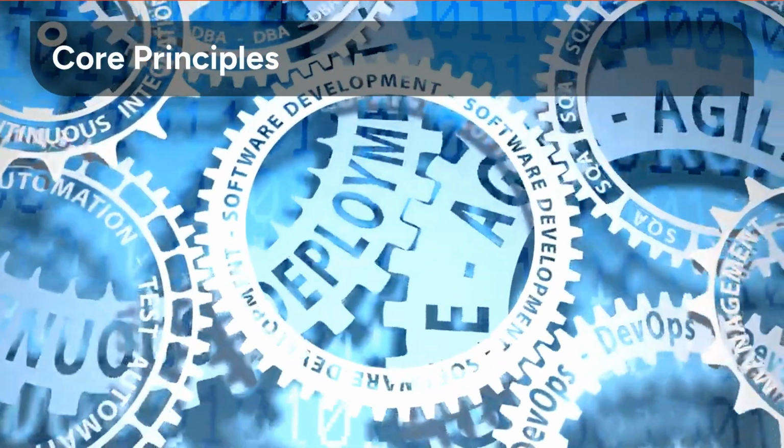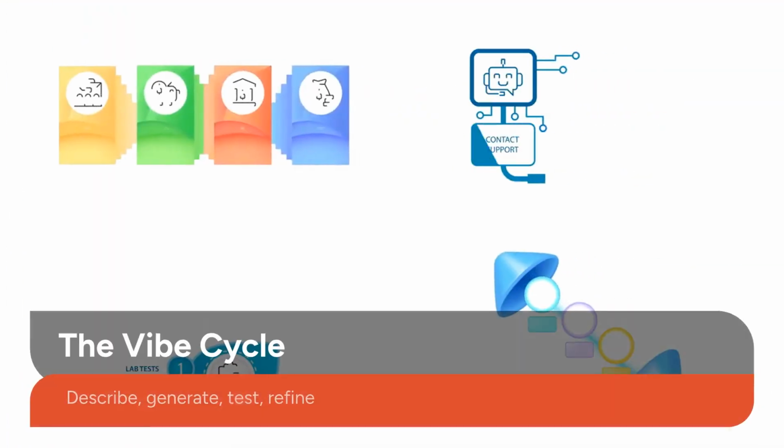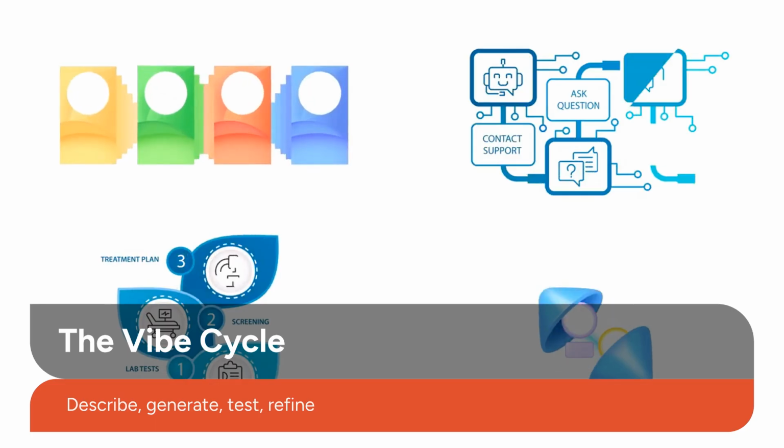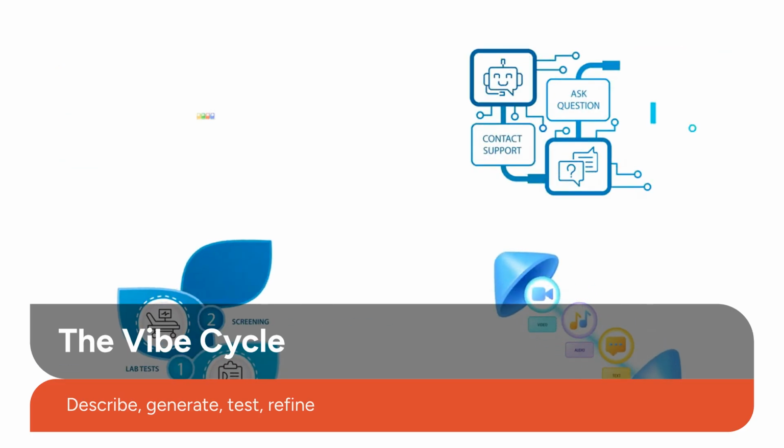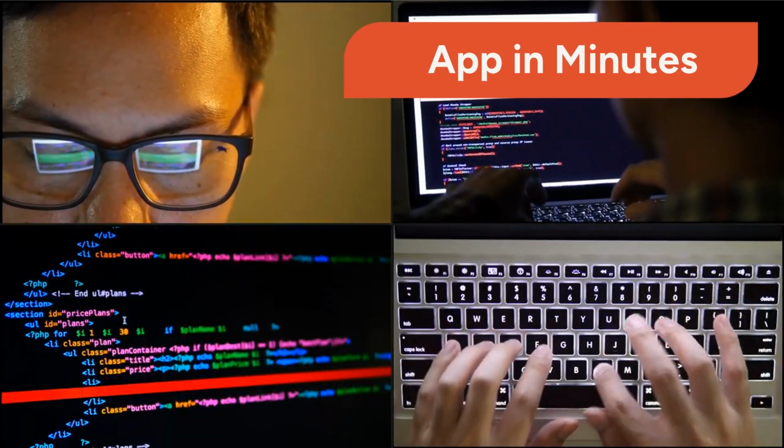The philosophy behind vibe coding is simple and centers around a clear, iterative process. You describe. AI generates. You test. You refine. This rapid feedback loop speeds up development significantly. And then you can brag to your friends about how you built an app in less time than it takes to microwave popcorn.